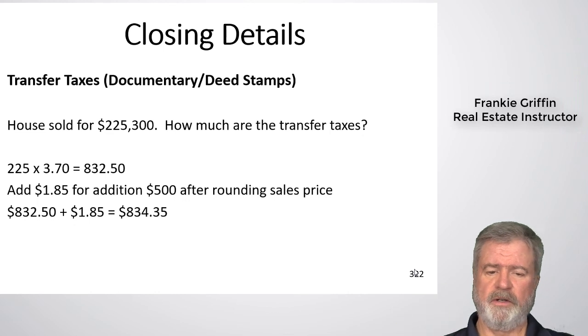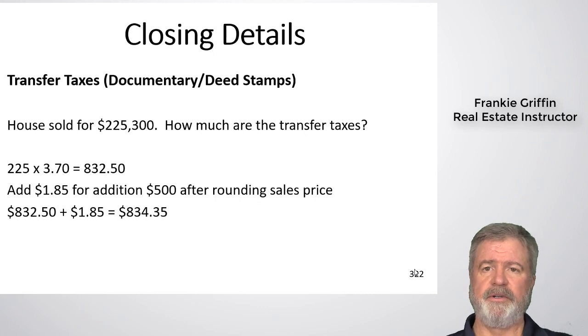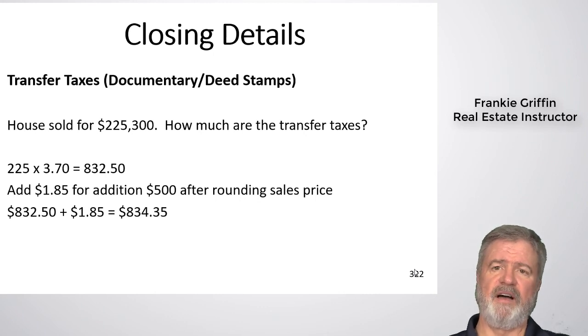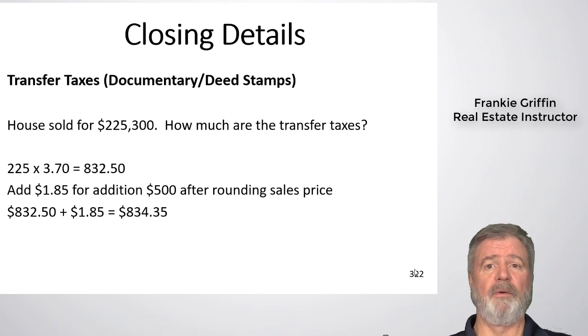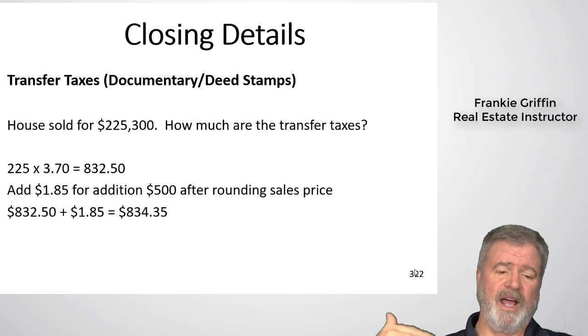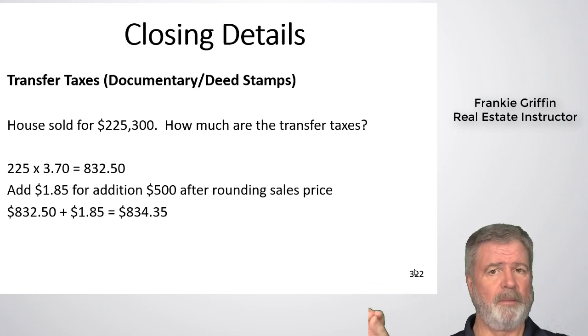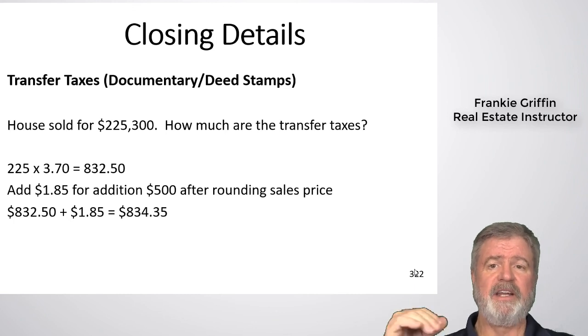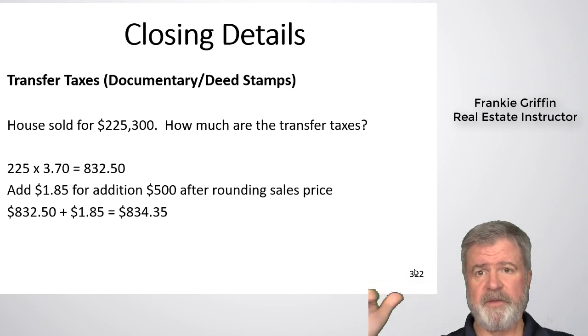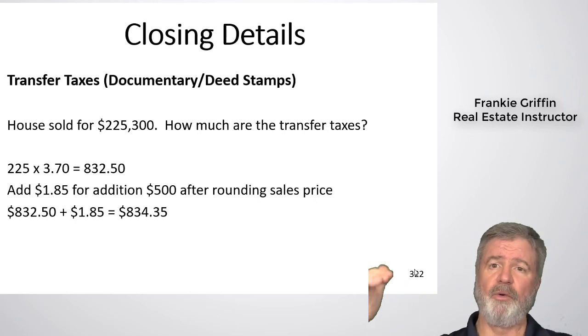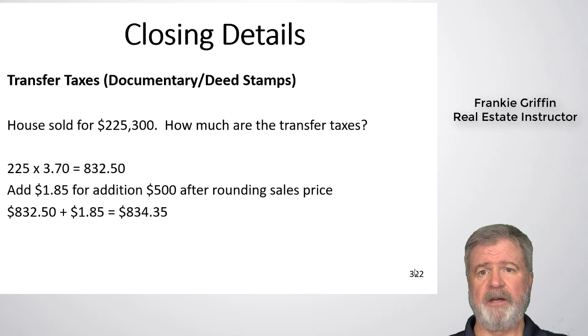Y'all, just one more quick example. Let's say the sales price was actually $225,600. Well, it's not an even 500, so I've got to round it up. So if I round it up, that's going to make it $226,000. So now all I have to do is take the 226 times 3.70, and that's it. Because there's not an extra 500 on the end, I don't have to worry about adding that $1.85, right? So you only add that $1.85 on the end if you rounded it, or if the sales price, either as it is or after you round it, has a 500 on the end. Okay, so hopefully that helps you out a little bit.